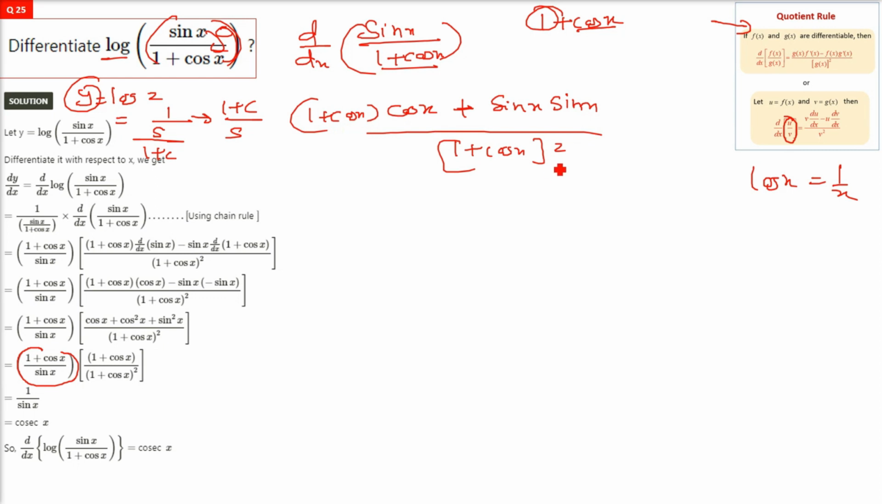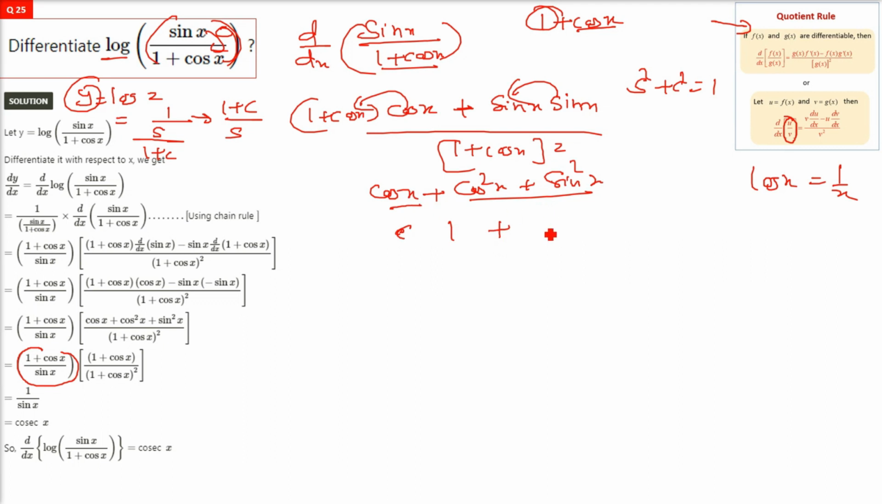Now you see in the numerator, I am not writing the denominator. Let us solve the numerator first. So cos x into 1 plus cos x, plus sin square x, which is cos x plus cos square x plus sin square x. Now cos square x plus sin square x is what? It is going to be 1. So replace it by 1. So you get 1 plus cos x. So 1 plus cos x it will be. And in the denominator you have 1 plus cos x whole square.